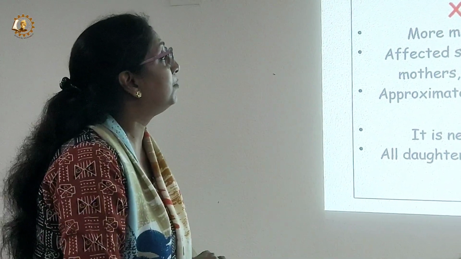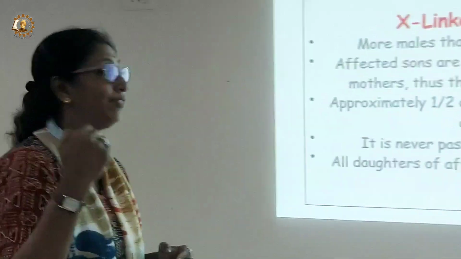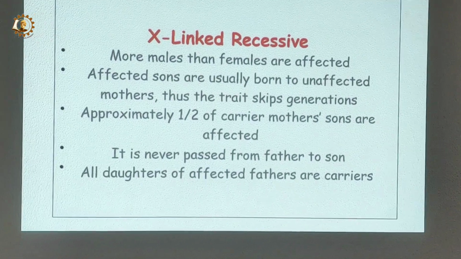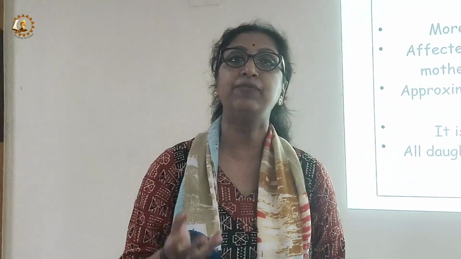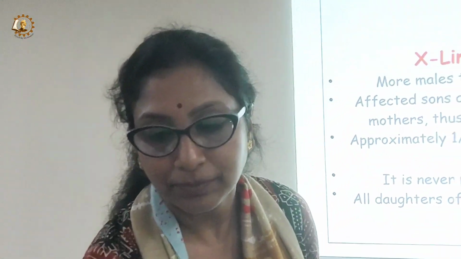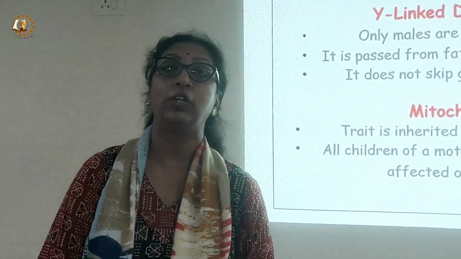Approximately half of carrier mother's sons are affected. It is never passed from father to son, obviously, because all male children receive only Y from their father, not the X. This is the main reason. Okay? And the last one, but not the least, these two are the other varieties, Y-linked and mitochondrial.